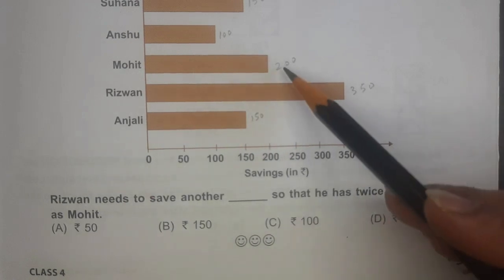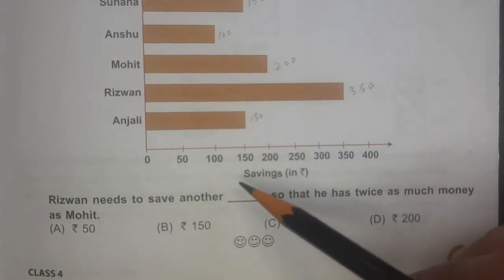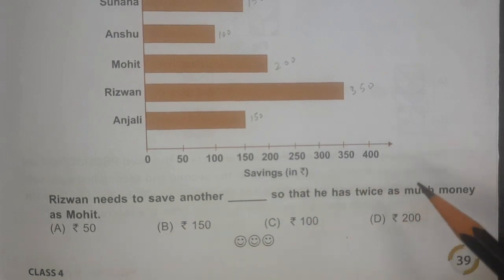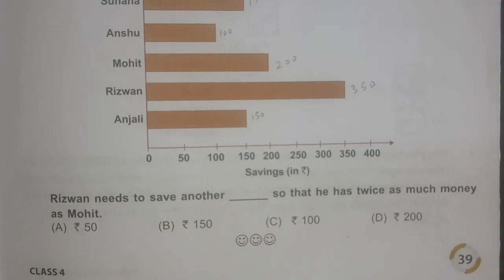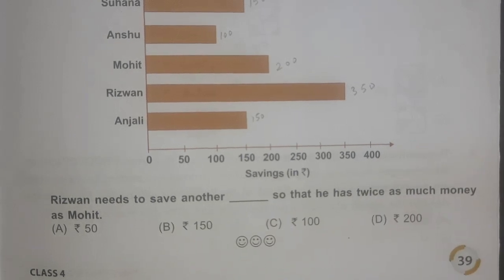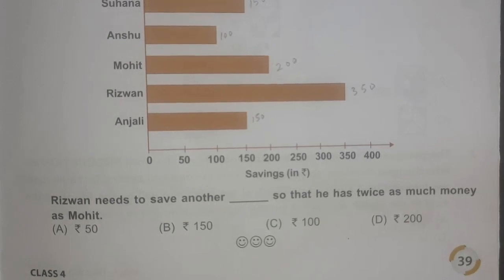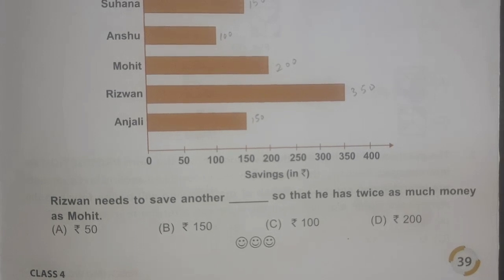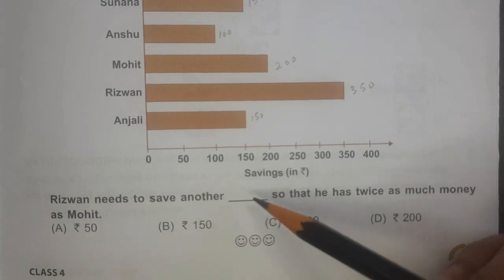So how much does Mohit have? Mohit has 200 rupees. So twice of 200 is 400. And what is the difference between the money saved by Rizwan and double the money of Mohit? Okay, that is 400 minus 350, which is 50. So Rizwan needs to save 50 rupees more.